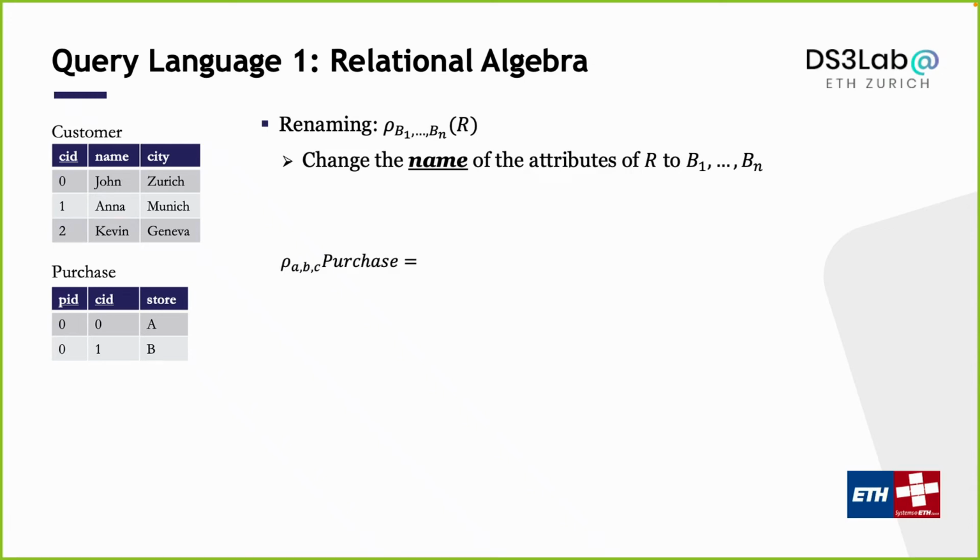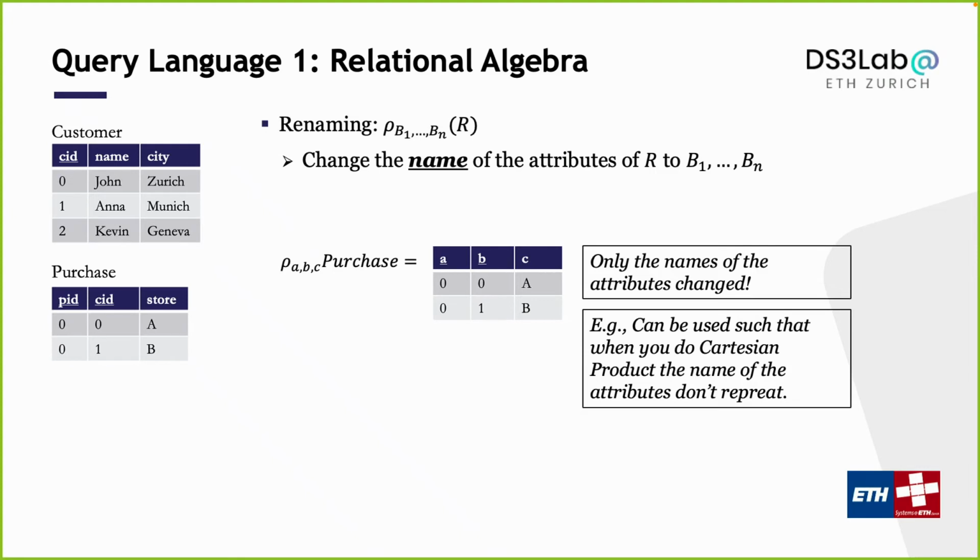Okay? So just look at one example. You have the purchase relation with 3 different attributes, PID, CID, and store. Okay? I don't like those names. I'm going to write a renaming operator to rename them to A, B, and C. So what is the output? The output has the same content as the input, but simply has different names for the attributes. And that's it. It might look very weird, but it's going to be very clear why we need this. Okay? So this is another operator in relational algebra you are able to write, just changing the name.